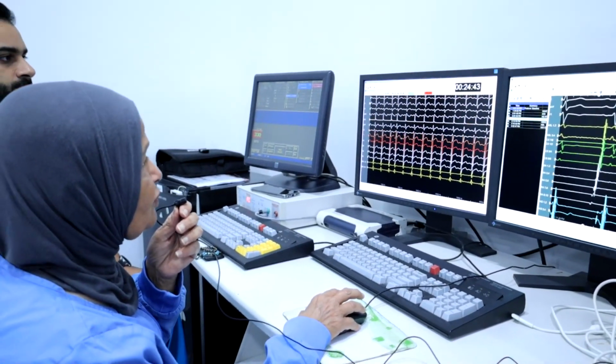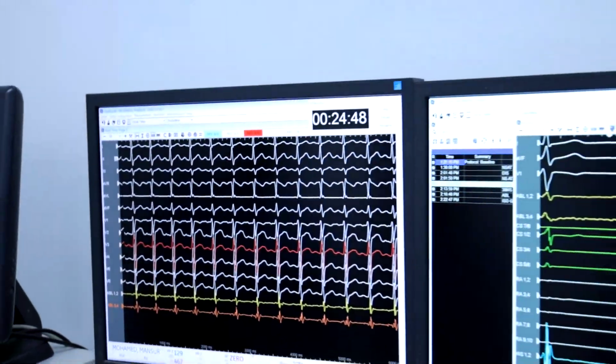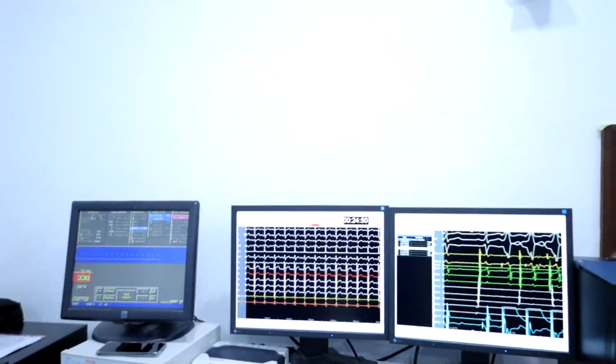So this is his 12-lead. We finished the case, but we are waiting, and we can share the case with you. We placed catheters. We can show you the catheter placements.